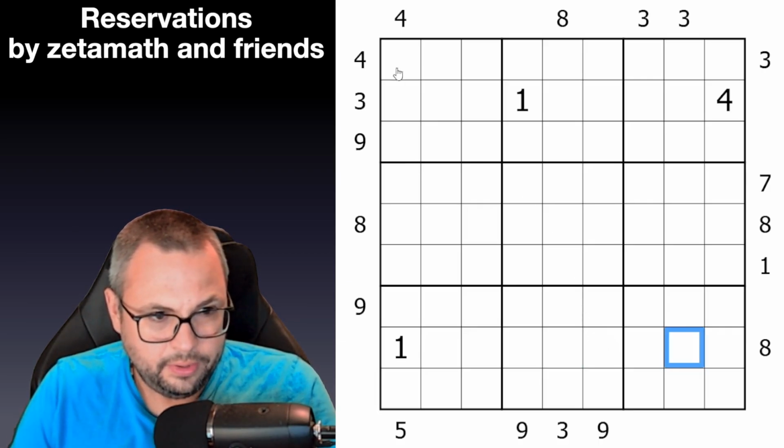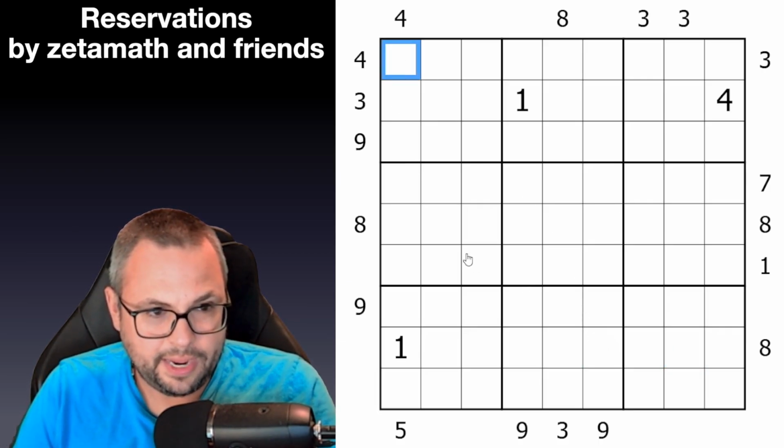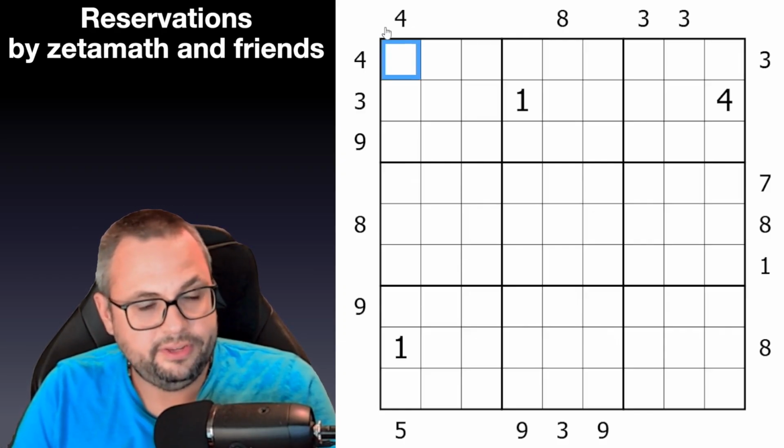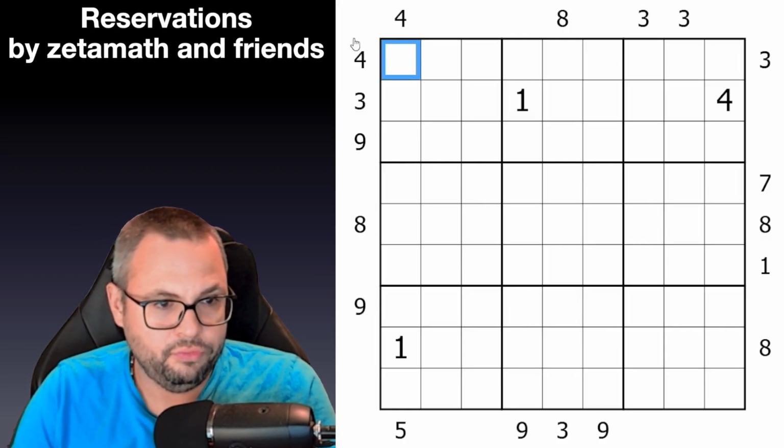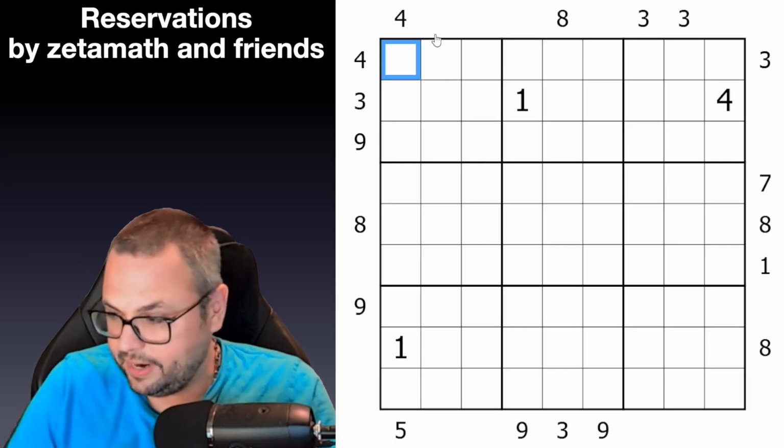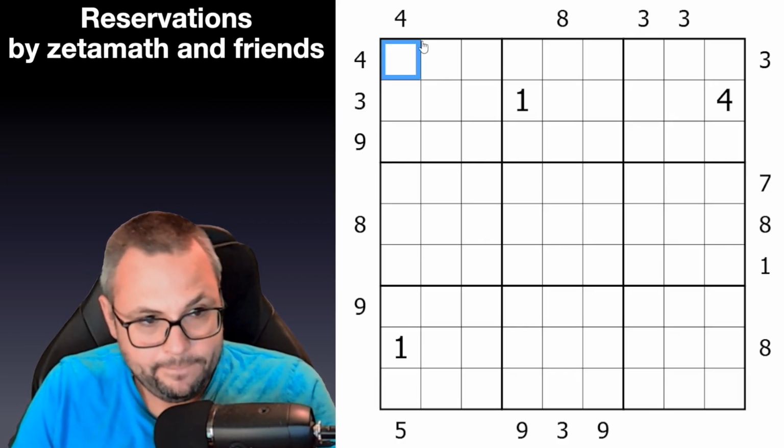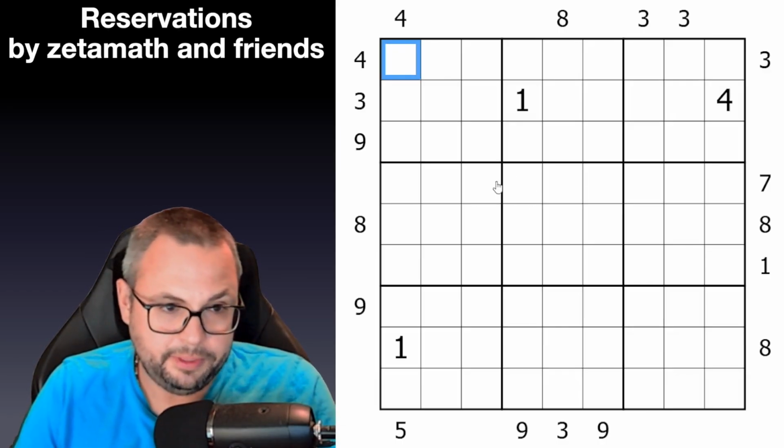Okay, so let's have a look at this cell, which seems to place 2 4s. Not places, and I know where they go. But let's contemplate what this can possibly be.